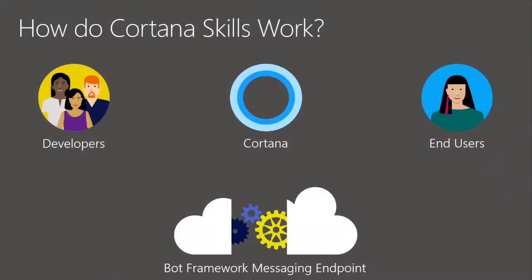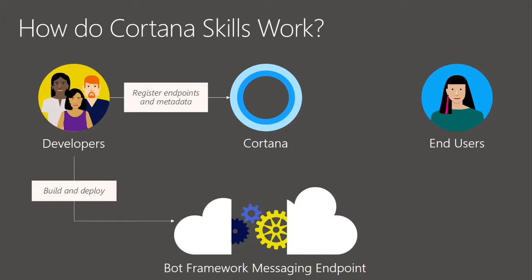And the way that Cortana skills work is you create your bot and you deploy your bot, and then the user will then talk to Cortana. The end user talks to Cortana, and then Cortana will invoke your bot on a request and then act as the proxy, and everything is going to be done in our canvas.